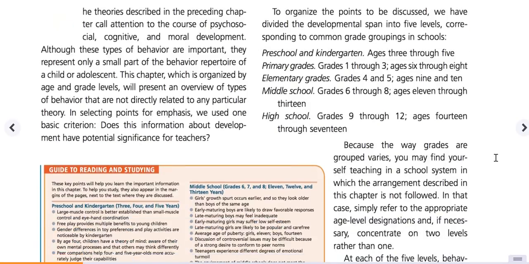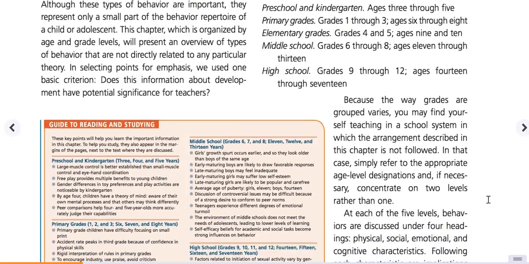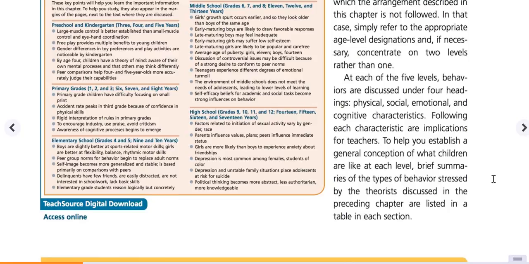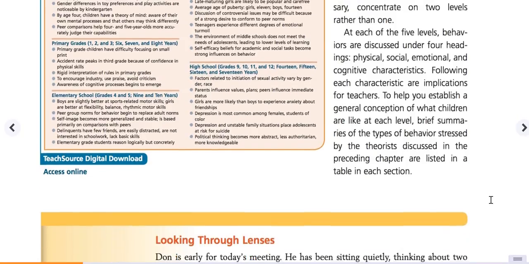Because the way grades are grouped varies, you may find yourself teaching in a school system in which the arrangement described in this chapter is not followed. In that case, simply refer to the appropriate age level designations, and if necessary, concentrate on 2 levels rather than 1. At each of the 5 levels, behaviors are discussed under 4 headings: physical, social, emotional, and cognitive characteristics. Following each characteristic are implications for teachers. To help you establish a general conception of what children are like at each level, brief summaries of the types of behaviors stressed by the theorists discussed in the preceding chapter are listed in a table in each section.